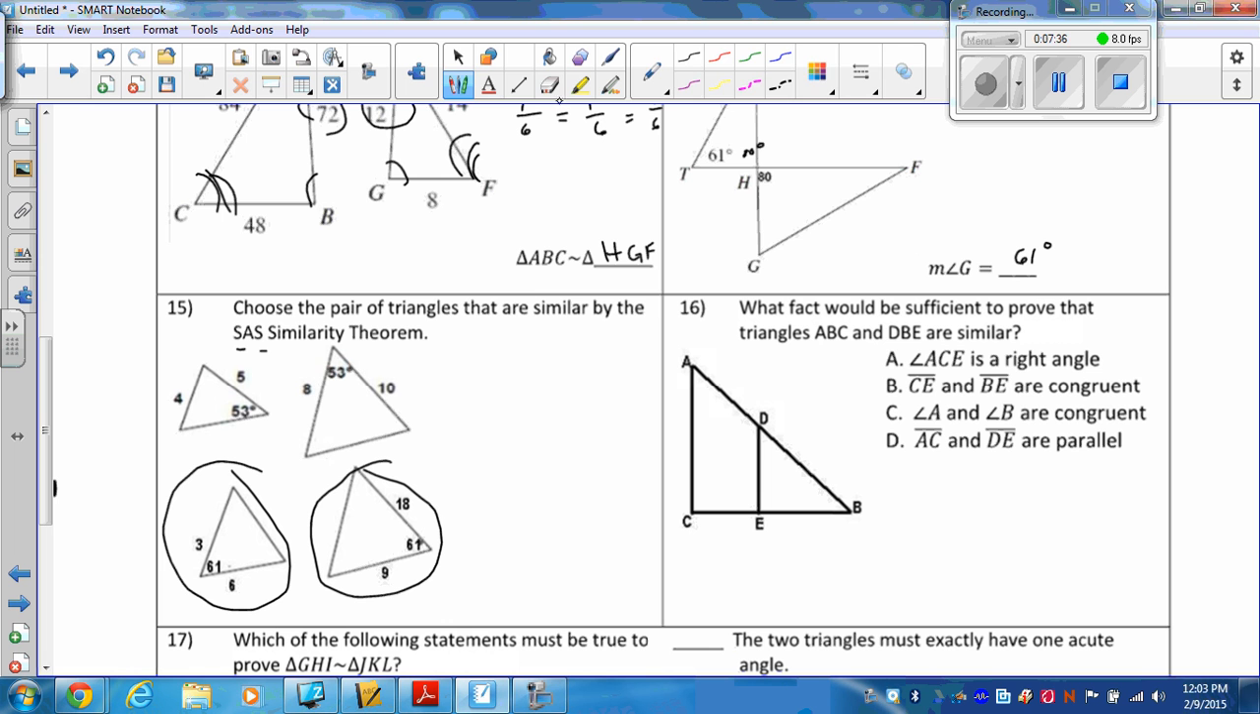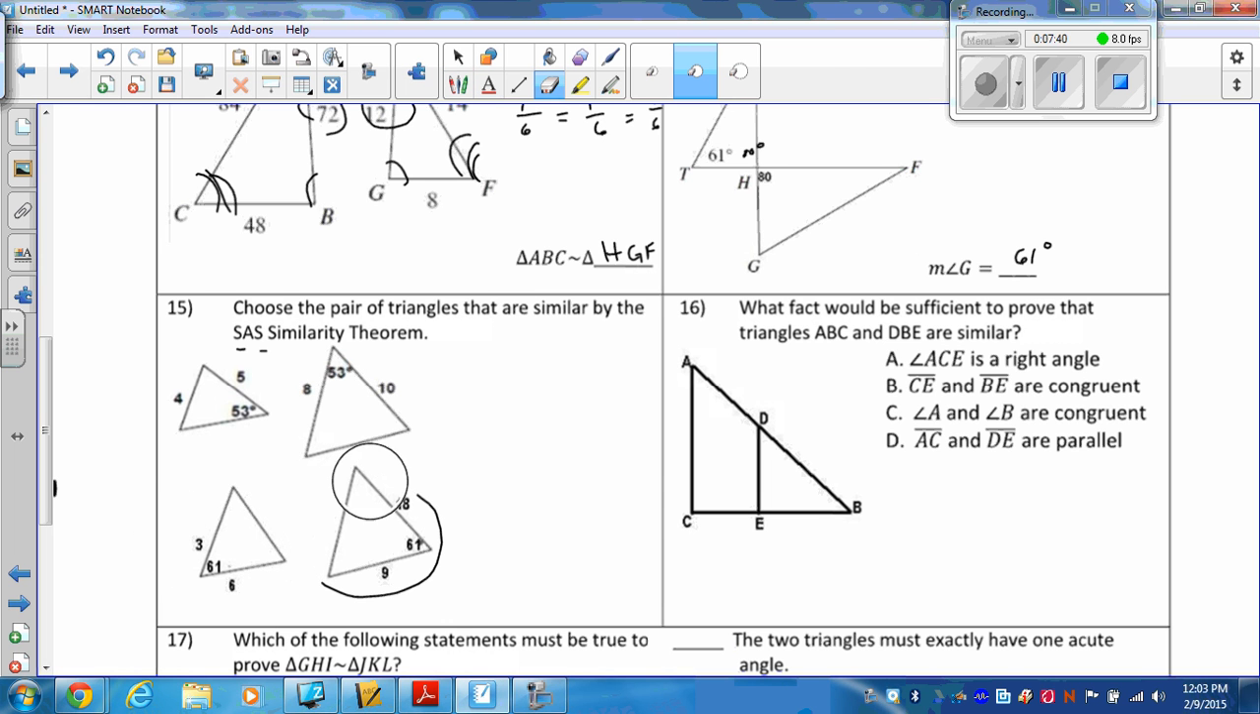Okay, so let's not jump to any conclusions. Let's do some proportion checking. So 4 is to 8 and 5 is to 10 works out. But in this one, the 53-degree angle is between them, so it would have to go there. Okay, so those two aren't going to work. So we're thinking that it's these two.